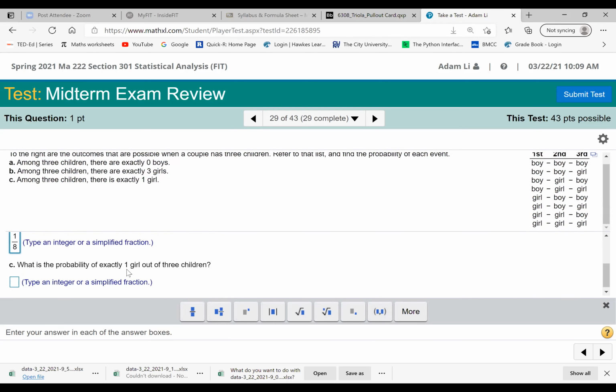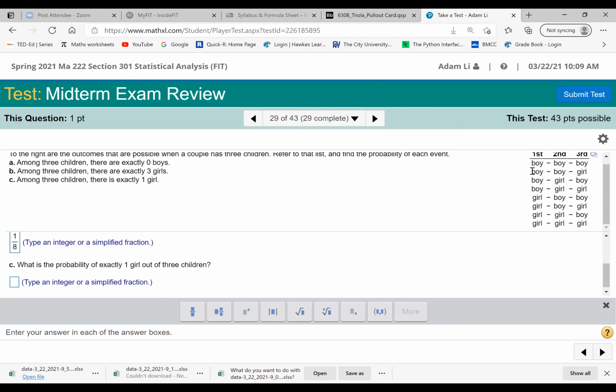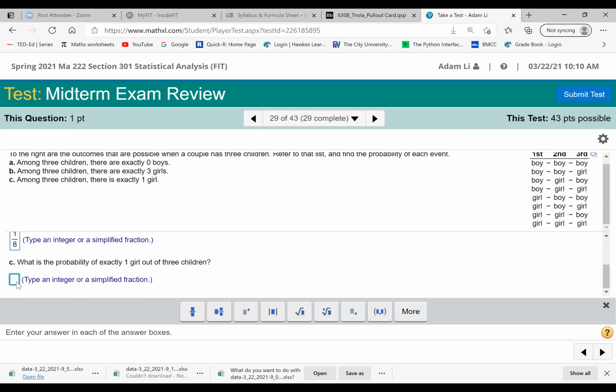And what's the probability of exactly 1 girl? So now again, you search through this list. So this one satisfies, right? Boy, boy, girl. The second one is boy, girl, boy. The third one is girl, boy, boy. So I have 3 outcomes that satisfy this condition, 1 girl out of 3 children, and that should be 3/8.